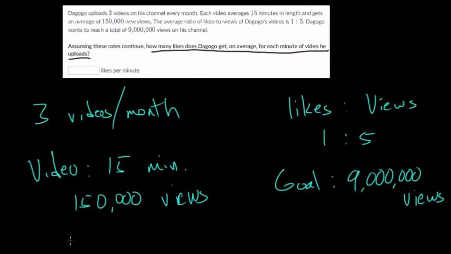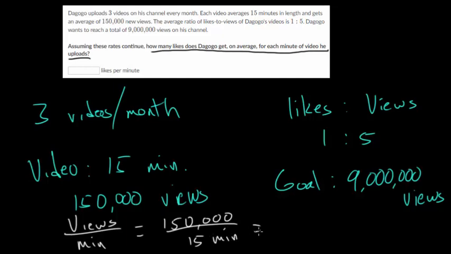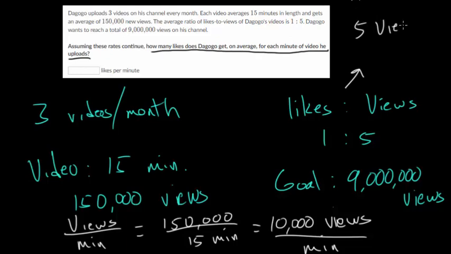So let me change colors here. The number of views per minute. He gets 150,000 views for a 15-minute video, so 150,000 divided by 15 minutes. When you do this division, you get 10,000 views per minute. But we're not interested in views per minute. We're interested in likes per minute. And we know, based on this ratio, that for every 5 views, he gets 1 like. So we can use this ratio to convert our units to likes per minute.